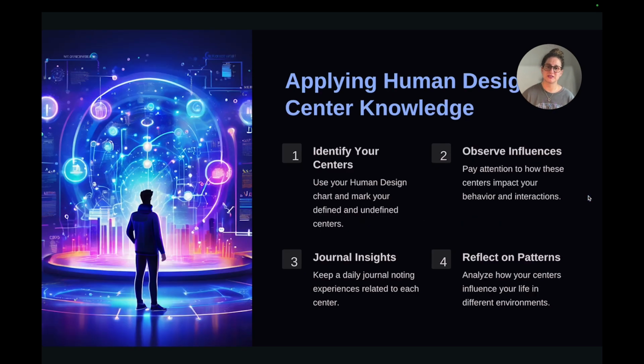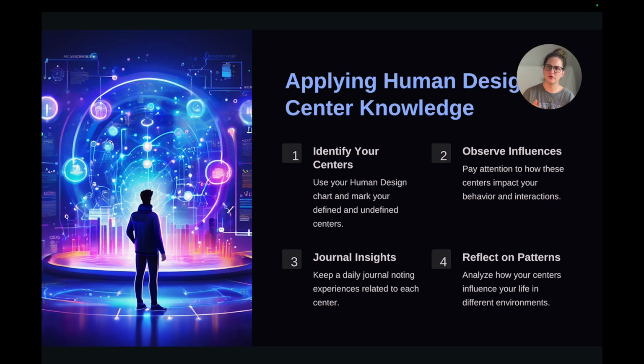Applying this knowledge, let's identify your centers. If you haven't already, I highly suggest go in the link that we've provided, run your chart, run your spouse's chart or your children or your co-workers, anybody's chart, so you can see where your defined and undefined centers are and how they influence you, but also how they may influence the interactions that you have with others based on them. Next, observe the influences. Pay attention to how these centers are impacting your behaviors and your interactions with yourself and with others and the environments around you. Journal your insights.